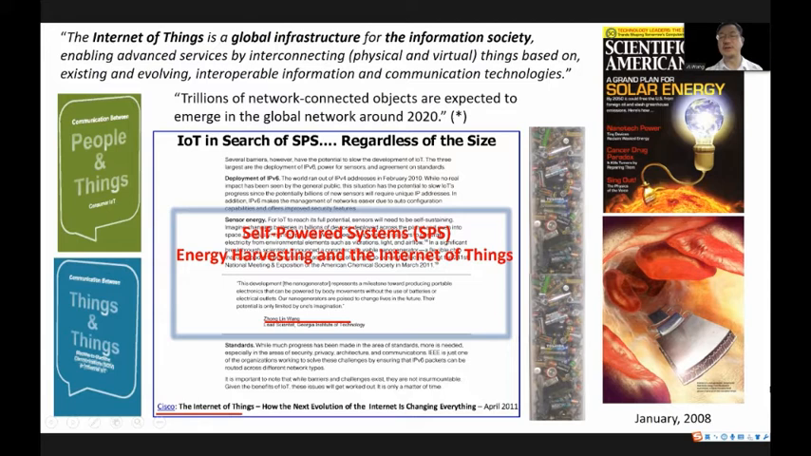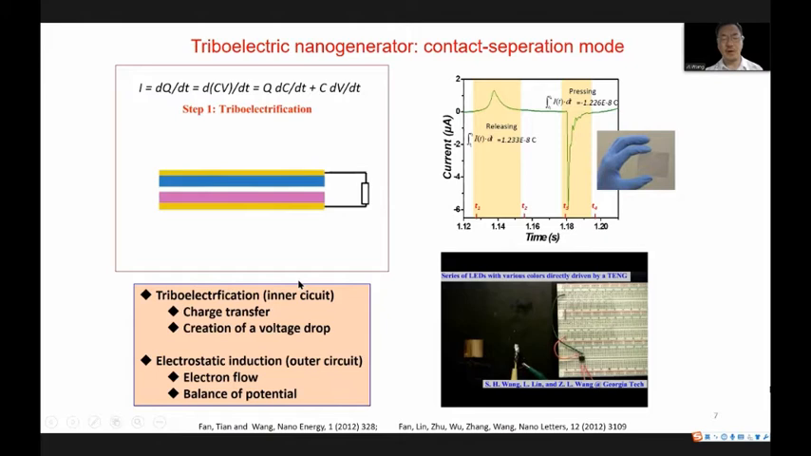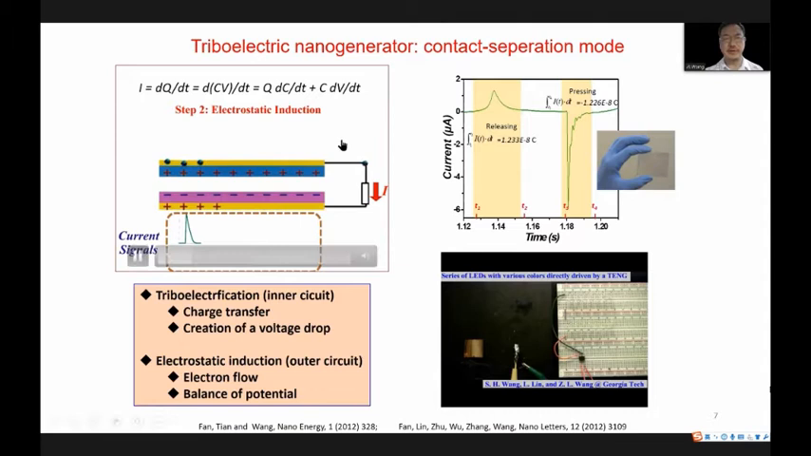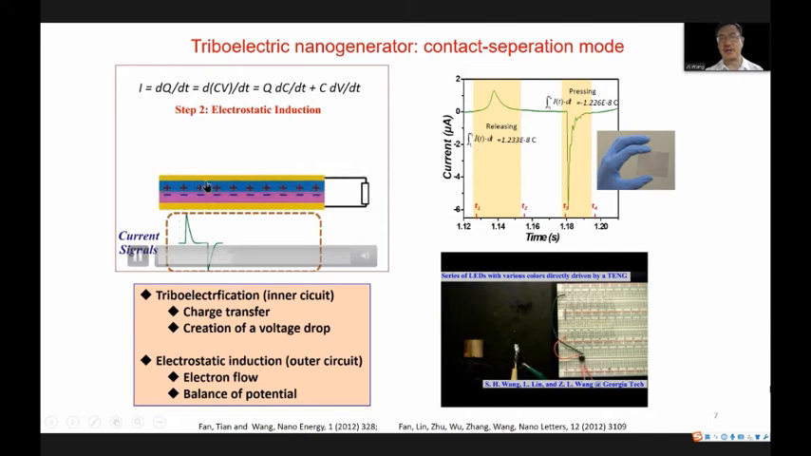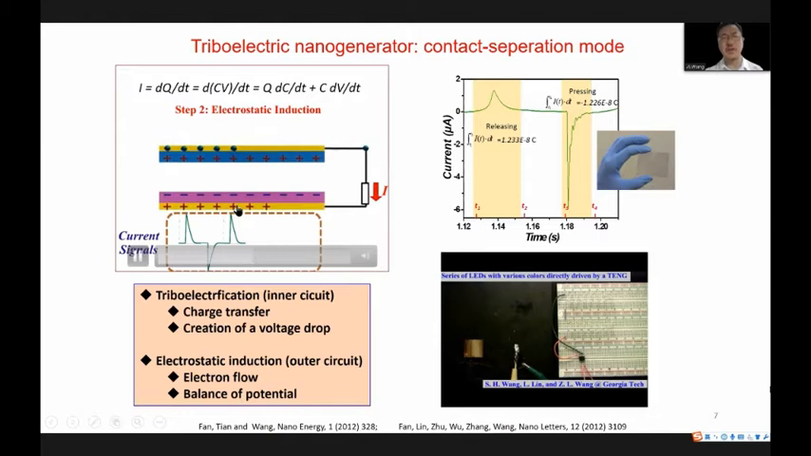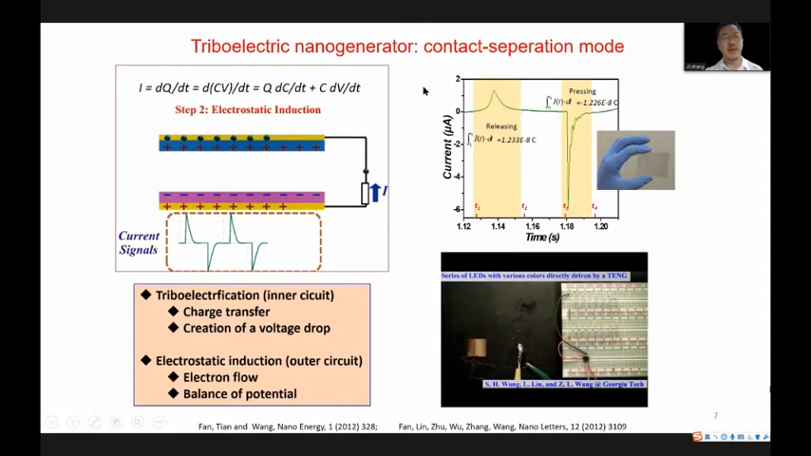Okay, so today I will present one of our major inventions made in 2011, called the triboelectric nanogenerator, or TENG. This is one of the modes of TENG, called contact separation mode. Two dielectric materials contact and separate, and the surfaces become charged. Then if the distance between the two dielectrics is increased, the electrons flow from one electrode to the other. So this is the way we have been talking about energy generation, right?